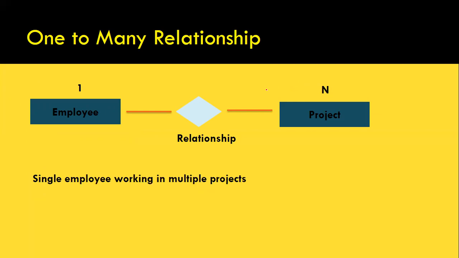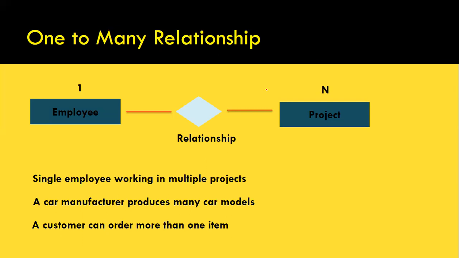A car manufacturer produces more than one car model, isn't it? And a customer can order more than one item. A single customer can place multiple orders. These are examples of a one-to-many relationship. This is pretty simple.